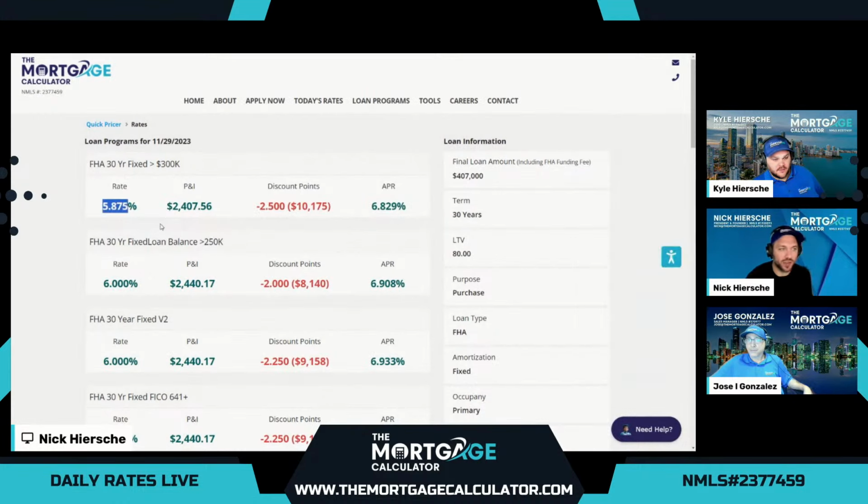5.875 rate, 2.5 discount points in cost, puts the final APR at 6.829. Remember, the APR here for FHA includes the upfront and yearly mortgage insurance. So this is definitely a great option for our borrowers that need to use it and our borrowers that qualify for both conventional and FHA. This is actually just a touch cheaper. Not much today, but typically FHA will be just a touch cheaper for our customer that may qualify for both. So definitely don't overlook those options.